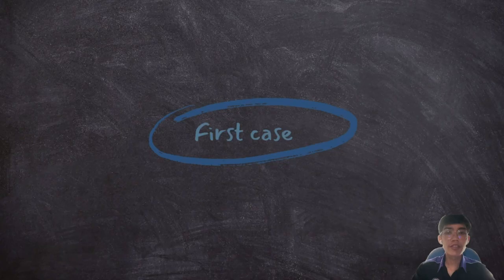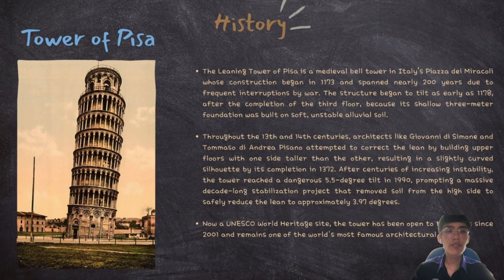Hi everyone, today I would like to talk about one of the most famous architectural landmarks in the world, the Leaning Tower of Pisa. The Leaning Tower of Pisa is a medieval bell tower located in Piazza dei Miracoli, Italy. Its construction began in 1173, but it took almost 200 years to complete due to frequent interruptions caused by war.